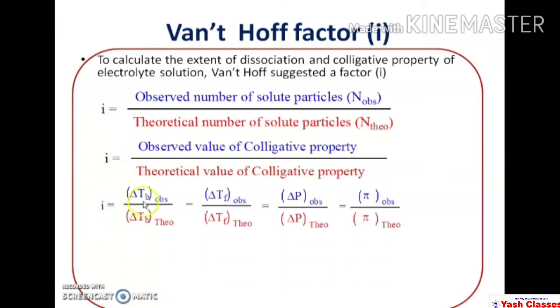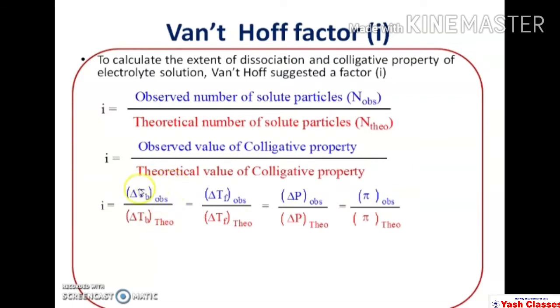or it is a ratio of observed elevation in boiling point upon theoretical elevation in boiling point, that is equal to observed depression in freezing point upon theoretical depression in freezing point, that is equal to observed lowering of vapor pressure upon theoretical lowering of vapor pressure, or that is equal to observed osmotic pressure and theoretical osmotic pressure. Now what is the difference between observed colligative property and theoretical colligative property?